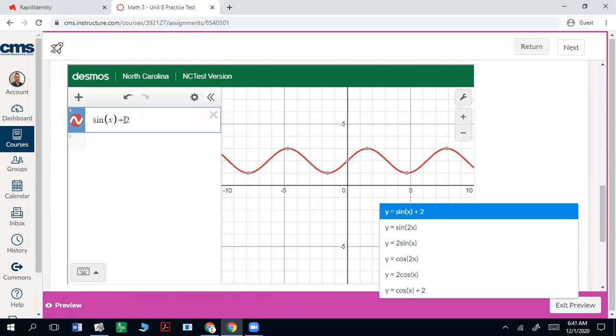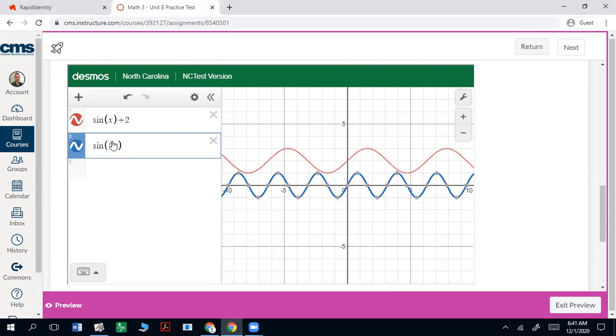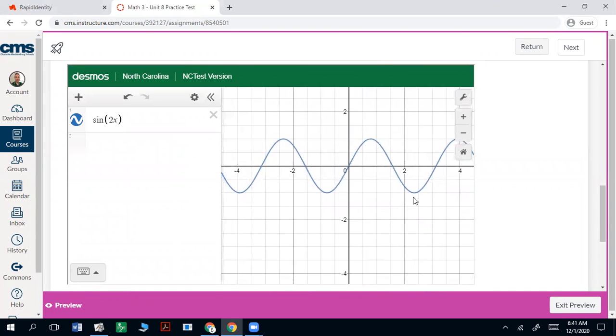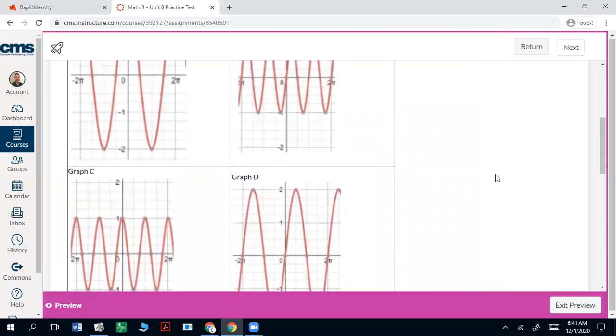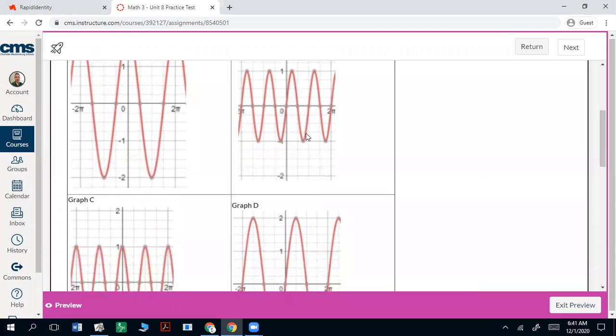Sine of 2x. All right, let's zoom in a little bit. Sine of 2x crosses at the origin, goes up, down, down, up, hits here at pi. So this does not cross at the origin. Graph B does. And that being 2 pi means this is going to be pi. So that's going to be your answer there.